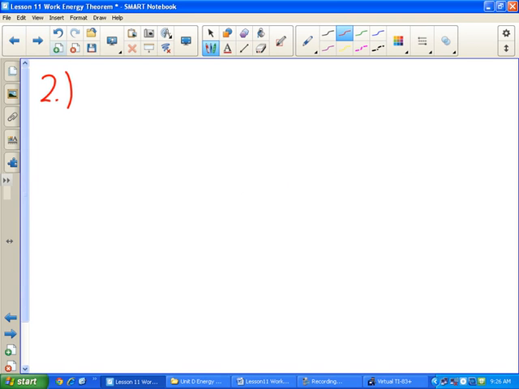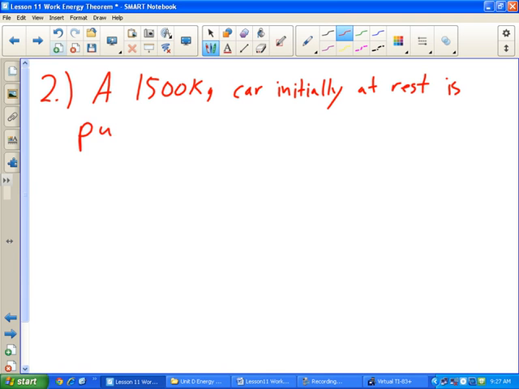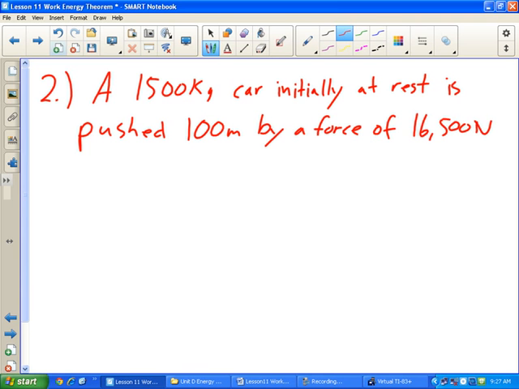Okay, let's try another one here. This one will be a little trickier. This would be very much like what I would ask on a quiz or a unit exam for a work energy theorem type question.